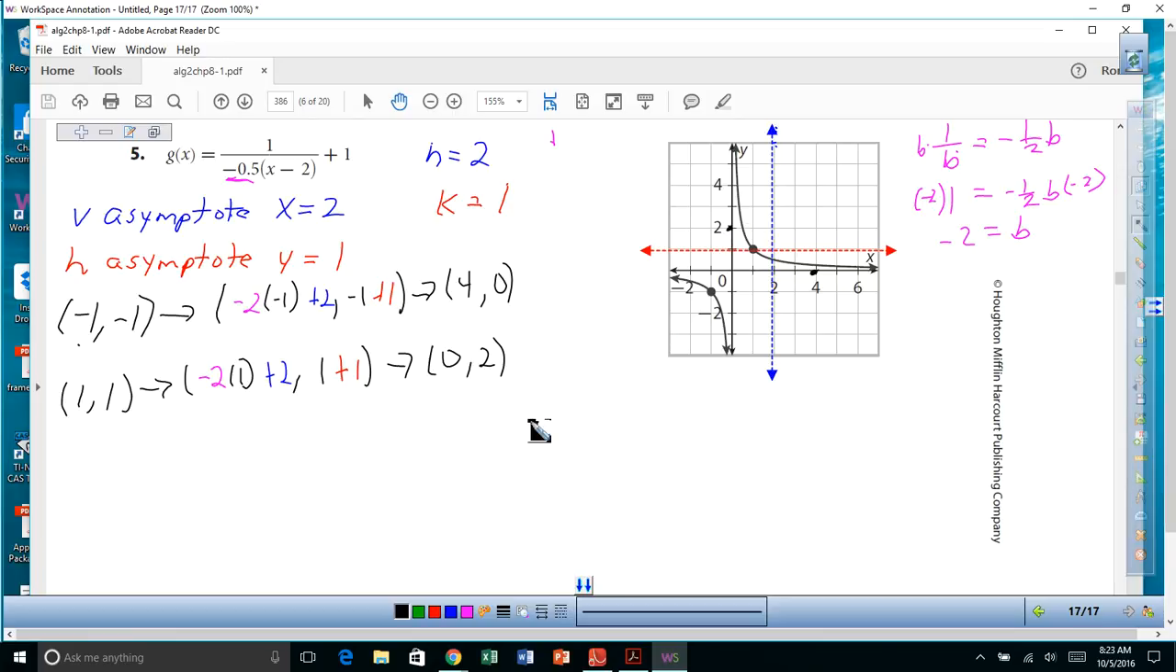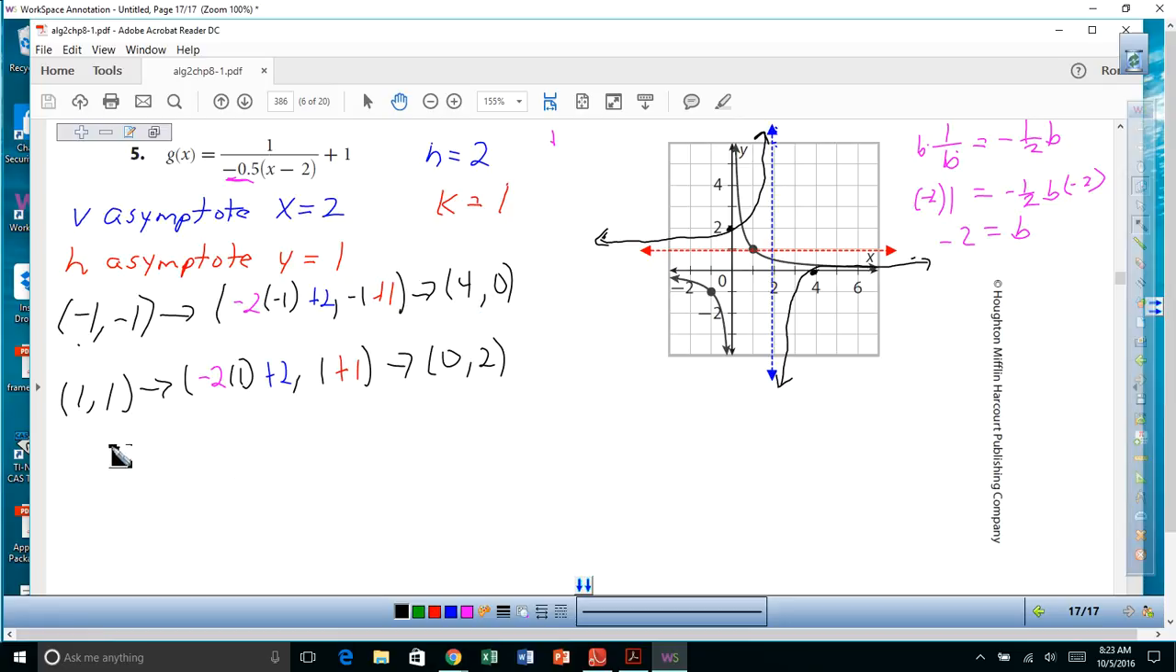Okay, so our new graph will look something like, remember you got these right here, so it's going to be out here like this. Right, like that. And this is going to be like that right there. Okay.